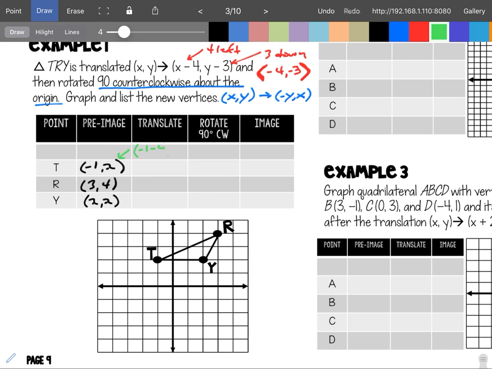That's pretty hard to see, isn't it? Let me undo that. That green doesn't show up very well up there on the board.